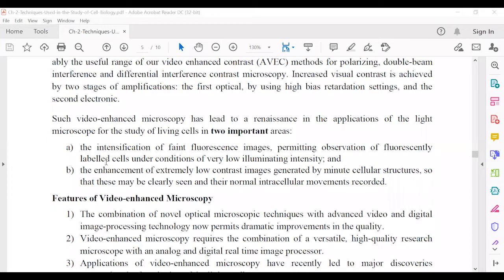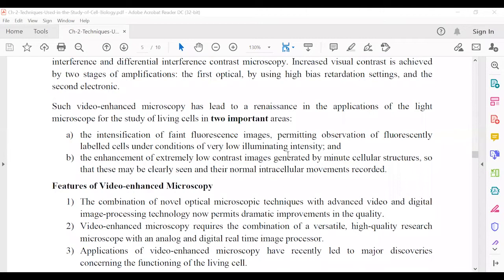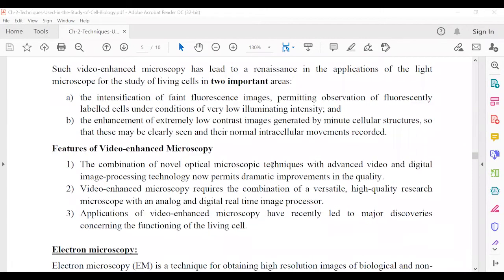Number A, the intensification of faint fluorescence images permitting observation of fluorescently labeled cells under conditions of very low illuminating intensity. Number B, the enhancement of extremely low contrast images generated by minute cellular structures so that they may be clearly seen and their normal intracellular movement recorded.